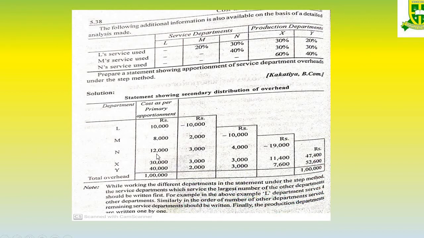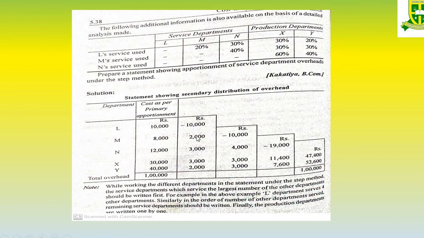Now for N, see how many values have been allotted. Already in the question 12,000 has been given. L service was given for N and M service is also given for N. So add 3,000 plus 4,000, which is 19,000. So you have to make 19,000 as 0. So 19,000 has to be distributed in the ratio 3:2. So 19,000 into 3 by 5, which is 11,400. 19,000 into 2 by 5, which is 7,600.